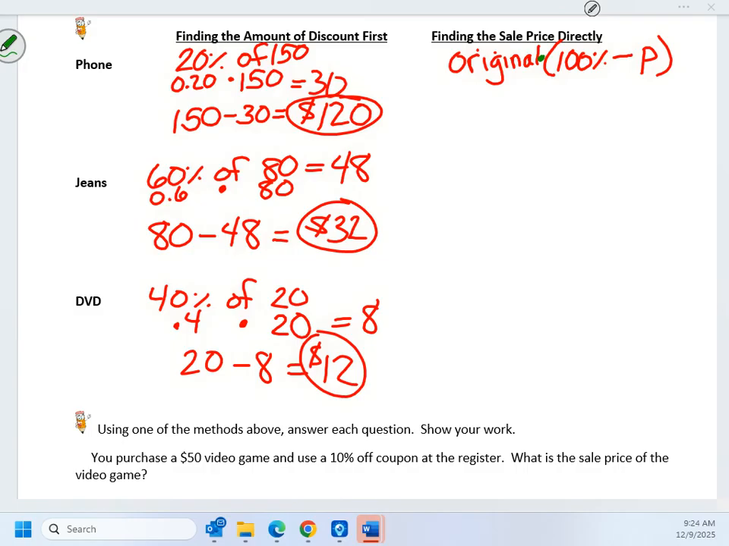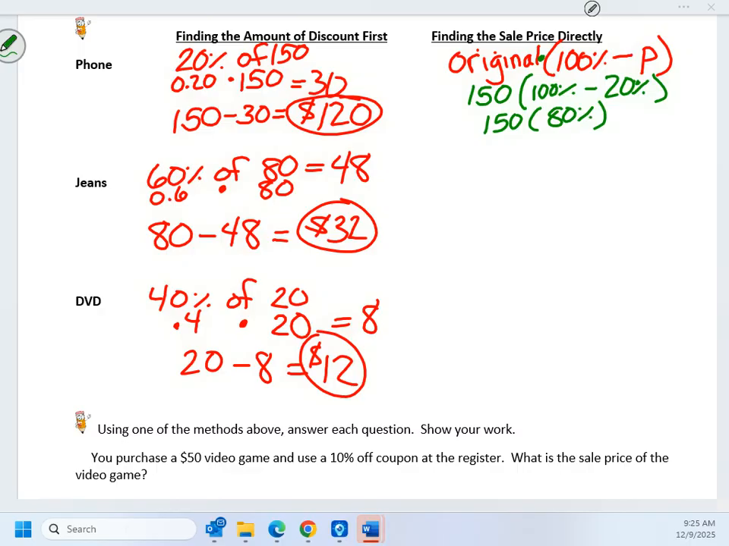Rhoda? Parentheses. So we're going to do what we have in the parentheses, and then we multiply it by the original. So if we look at our phone, it was $150 times the parentheses of 100%. What was the percent off? Look at your example. What is the percent? I should see every hand up. This is an easy question. What's the percent off, Joy? 20%. So that's 150. What's 100% minus 20%? Jackson? 80%.